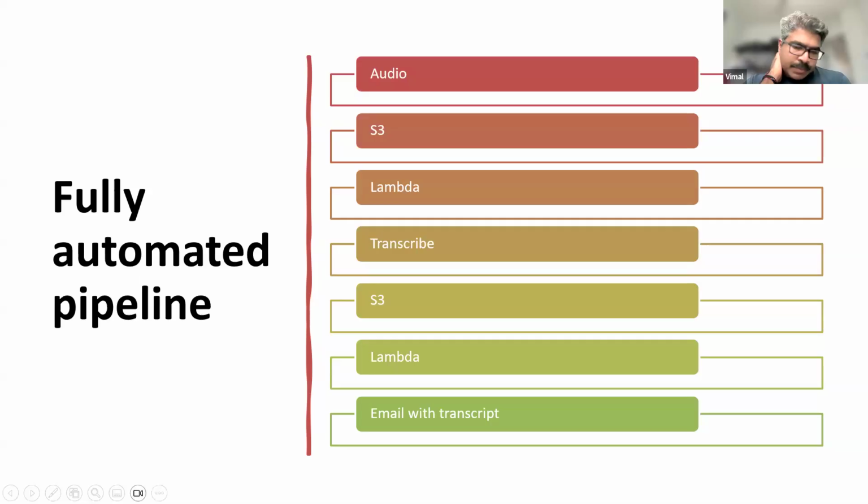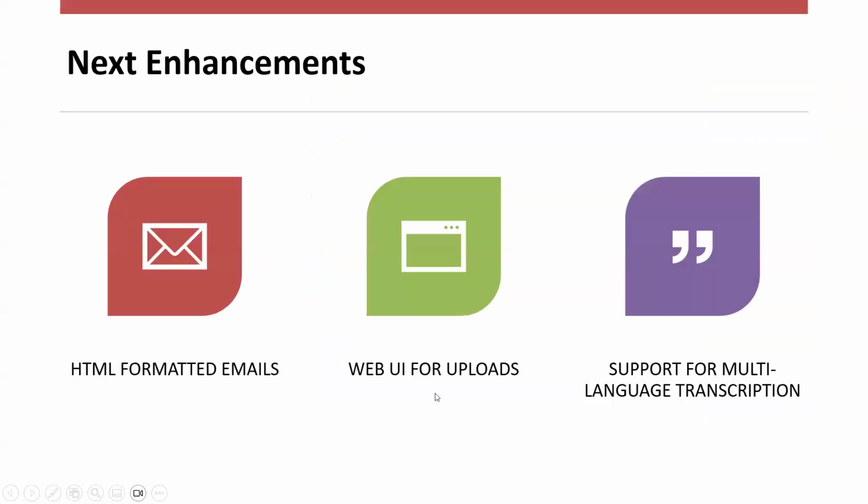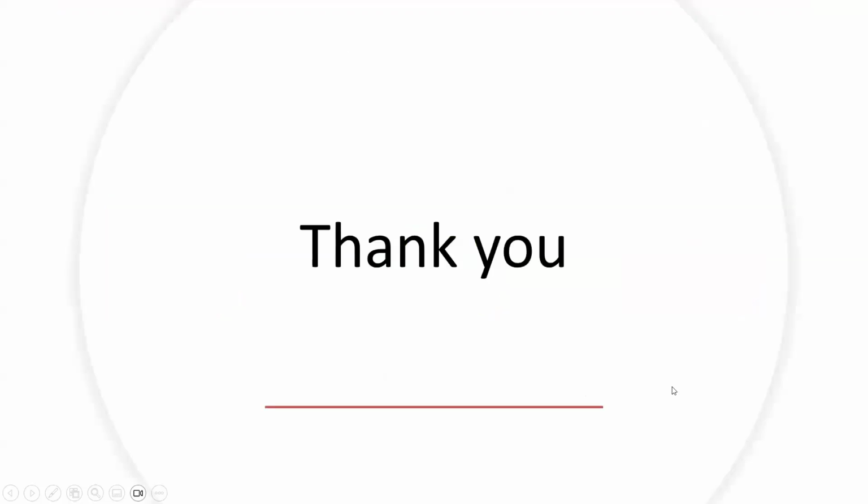Yeah, sorry. This is the pipeline of what happens. We upload the audio into the S3 bucket, and then through the Lambda it will get transcribed, and then the transcribed text will be in the S3 output bucket, and through the second trigger we'll get the email with the transcribed text. And these are the things we would like to work on, the extended enhancements. We would like to make it into HTML formatted emails. We could make it into a web UI for uploads, and we could also support multi-language transcriptions. Perfect. I love this, Shivika.